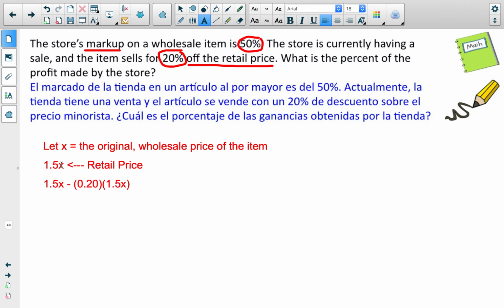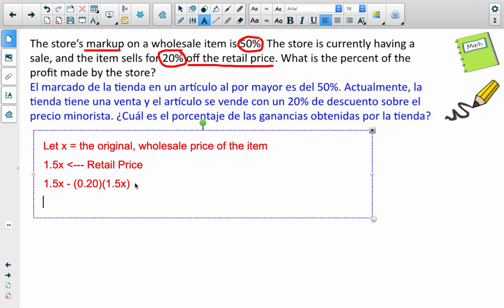Now, on a specific item, they sell it for 20% off the retail price. So I need to take the retail price, which is this 1.5x, and I need to subtract 20% of the retail price. Okay? Because I'm taking 20% of the retail price away.